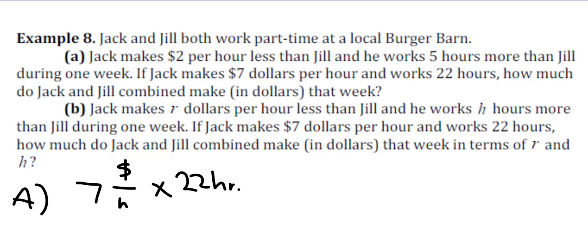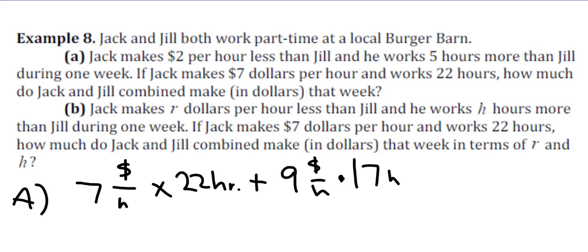And then, what else do we need to take into account here? Jack makes $2 less an hour, so that means Jill has to make $9 an hour, right? So in dollars per hour. And then how many hours did she work? Oh, she works 17 hours because she works 5 hours less than Jack, right?